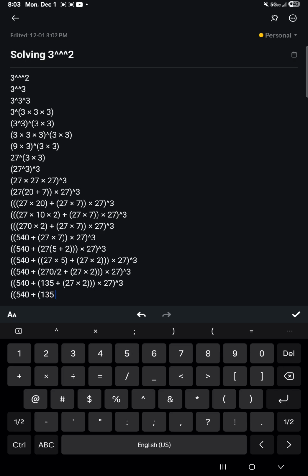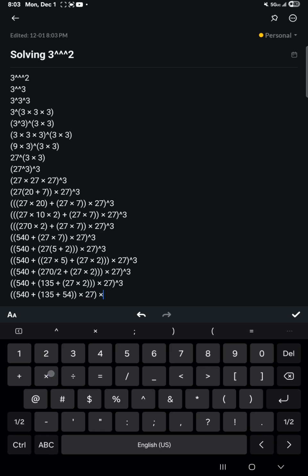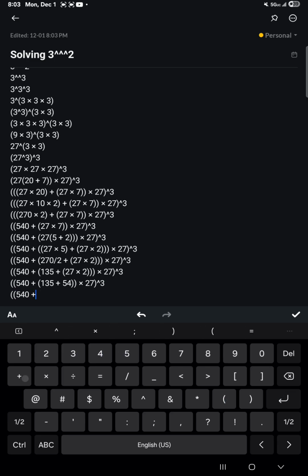Now what about 27 times 2? Well, I know what you're thinking. You're basically doubling 27. That's just 54. Now we can do 135 plus 54, which sums up to 189.